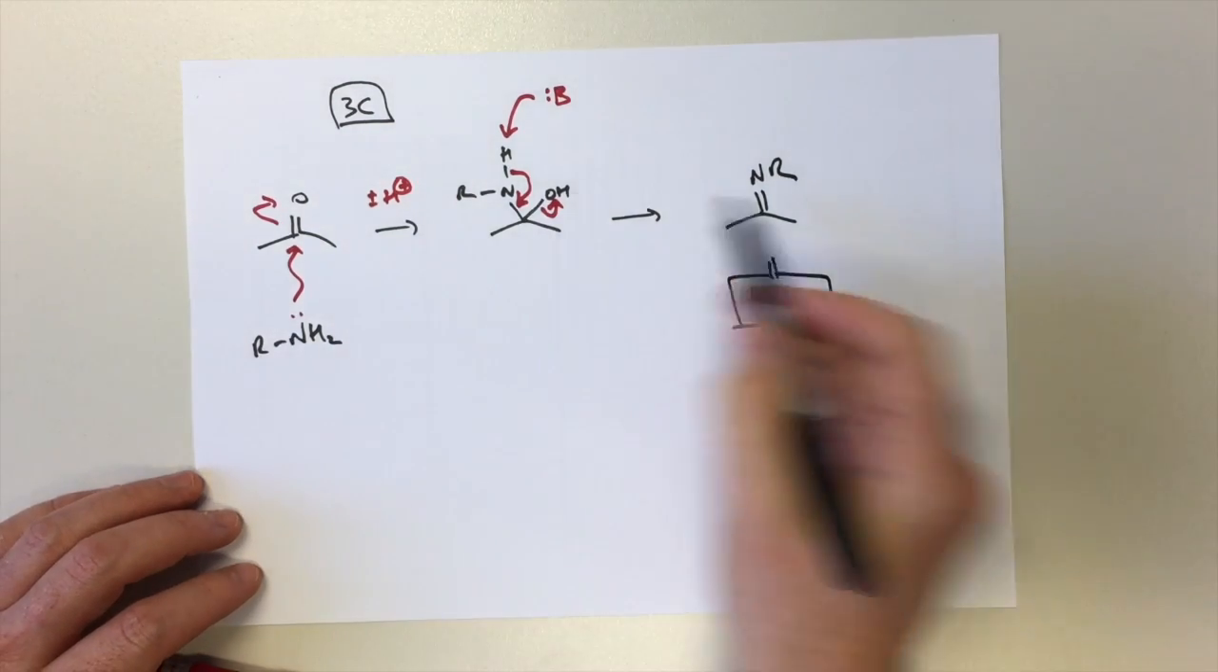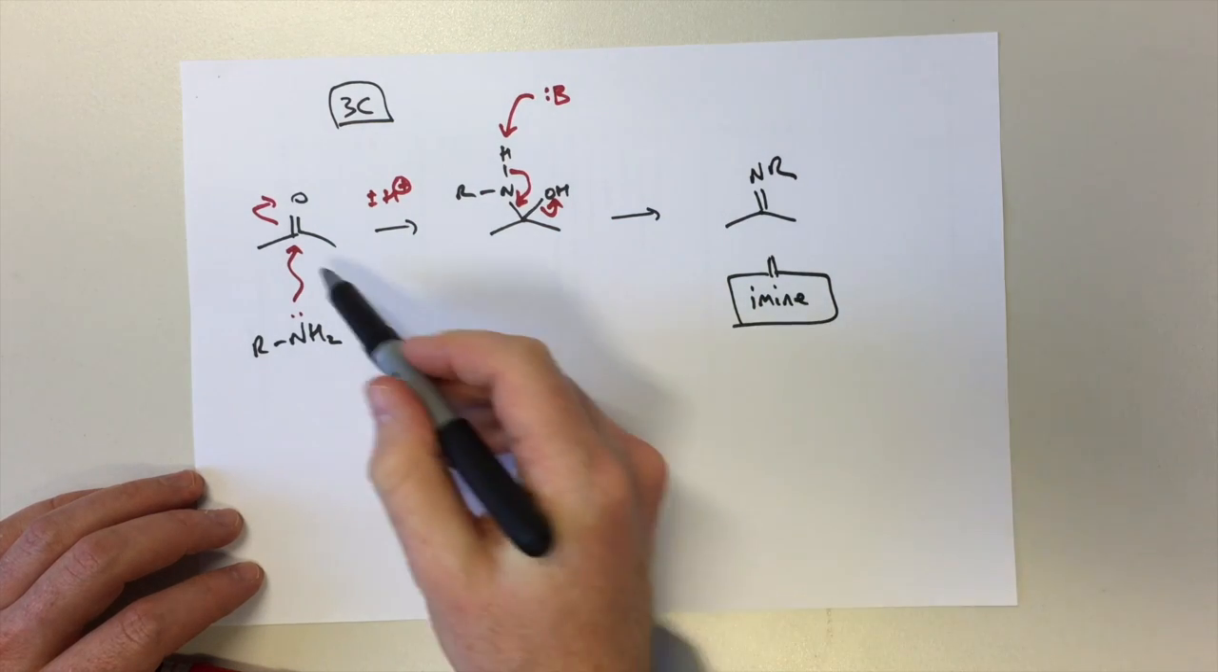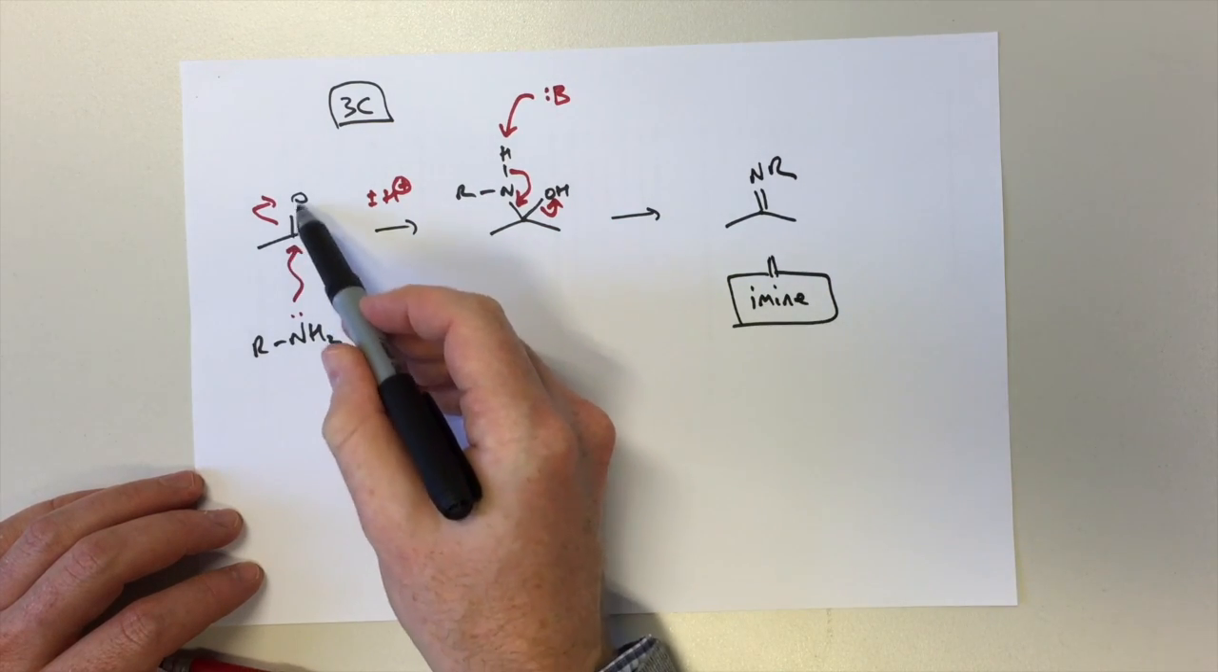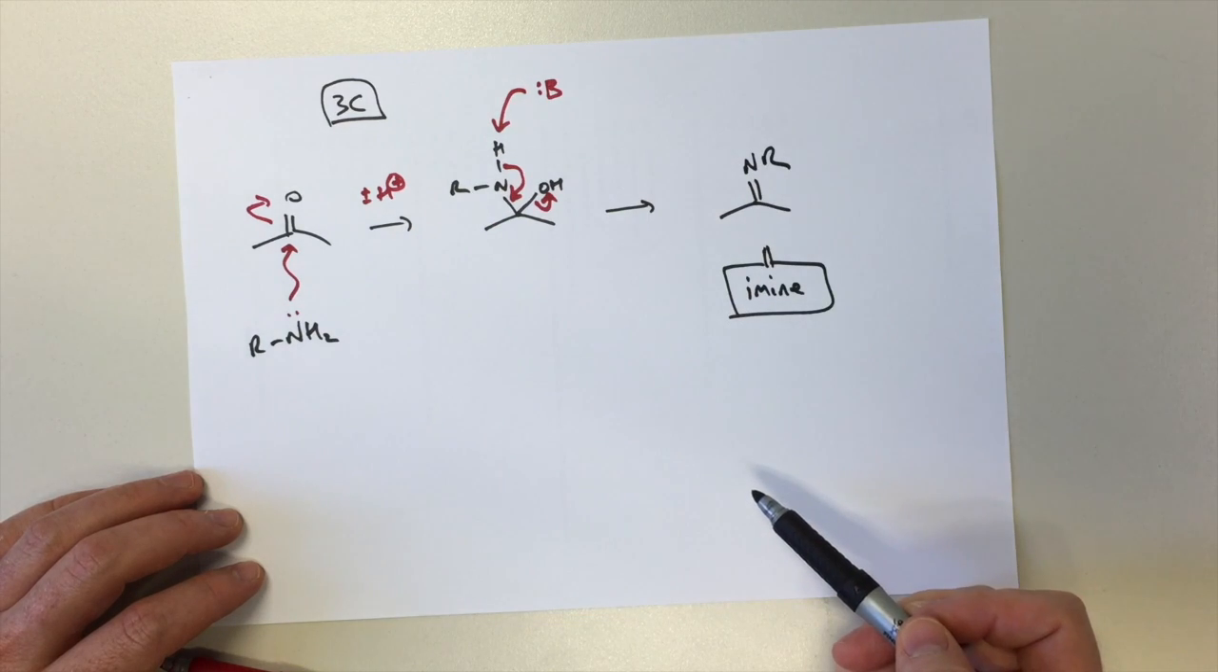So it looks like a complicated sequence of events, but actually it's very simple when you look at the overall pattern. You turn a C double bond O into a C double bond N, and that's it.